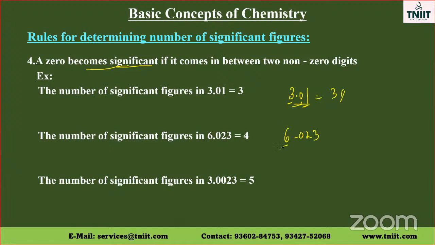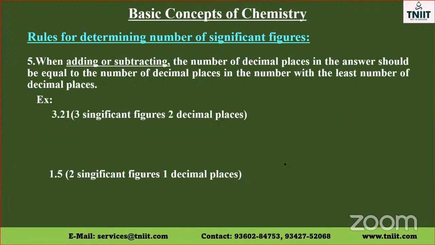6.023. 6 is non-zero. Therefore, this becomes significant. So the number of significant figures is 6.02. Its number is 4. So here you can see 3 is non-zero, 2 is non-zero. These zeros are present between 3 and 2. Therefore, this becomes significant. So therefore, the number of significant figures is 1, 2, 3, 4, and 5. So it is 5. So zeros between non-zero digits are more significant.